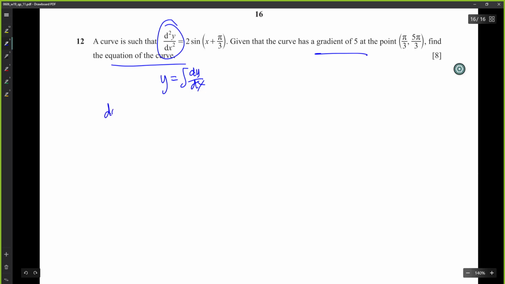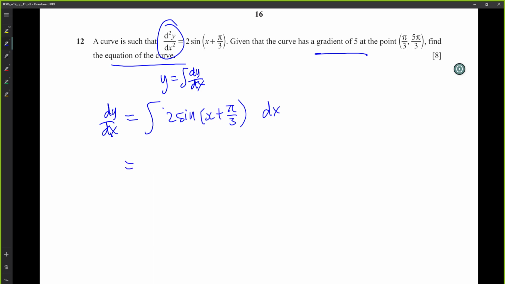Okay, let's do it. So in order to get the dy/dx, I need to integrate d2y/dx squared, which is 2 sine of x plus pi over 3, dx. Alright, so I will integrate. Sine will actually give me cos. So I get minus 2 cos of x plus pi over 3. And then I need to differentiate the angle right at the back. Luckily, if I differentiate x plus pi over 3, I actually get 1.